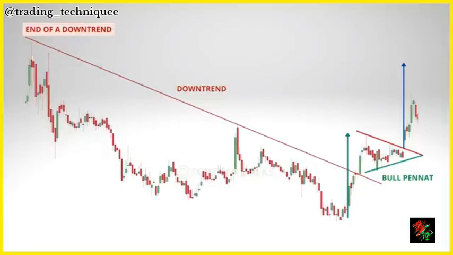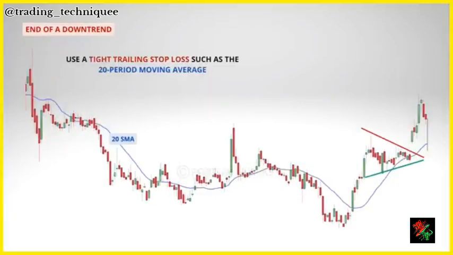Now, the entry, stop loss and target conditions will be the same, and similar to the range market strategy, I still suggest you use a tight trailing stop loss such as a 20 period moving average, since we are taking sort of a contrarian position.